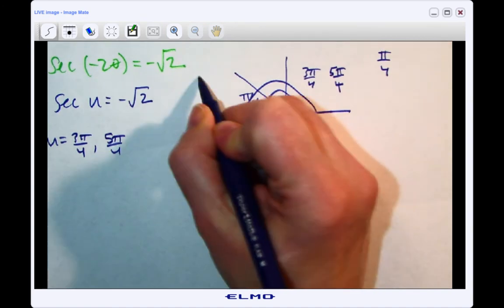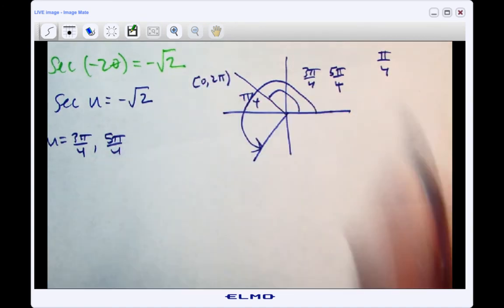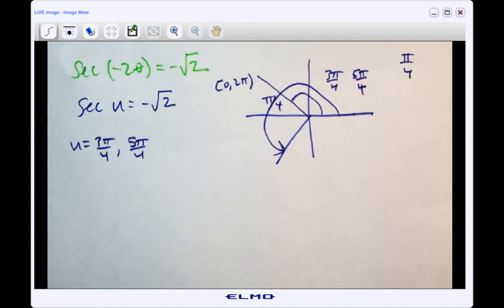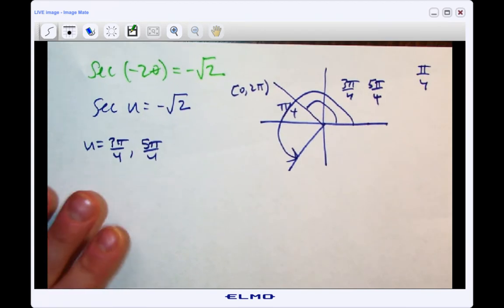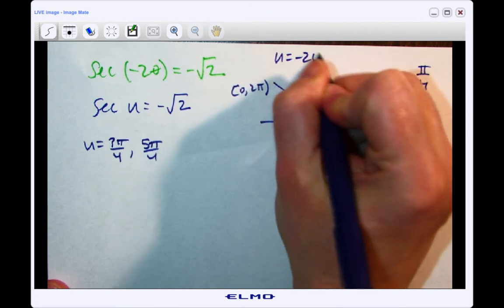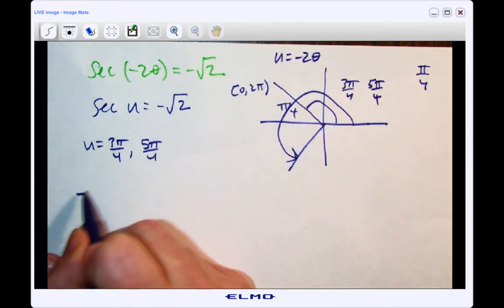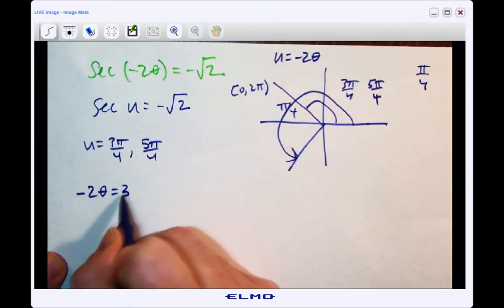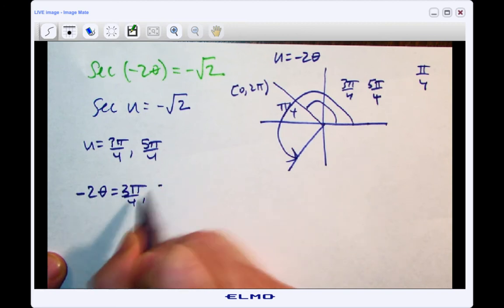So once again, we'll do it between 0 and 2 pi. Let's say that that's what they asked us, between 0 and 2 pi. And then we'll do all of them also. Okay, so if we're doing it between 0 and 2 pi, we know that that's what u is equal to. But we know that u is equal to negative 2 theta. So if we put negative 2 theta in here, this is the thing we actually want to find.